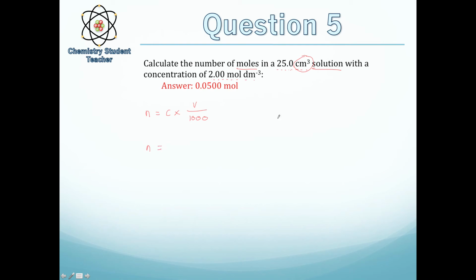So we put that in, we've got the numbers here. Concentration is 2, so 2.00, times by volume, which is 25.0, over 1,000. And when you put that into the calculator, you get 0.0500 moles. And we can put this answer to 3 significant figures because we have 3 significant figures in the data provided. That's how you get that answer.